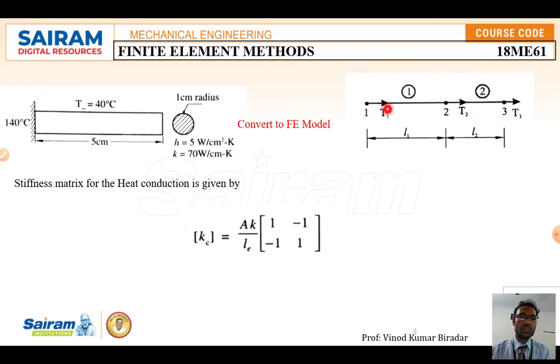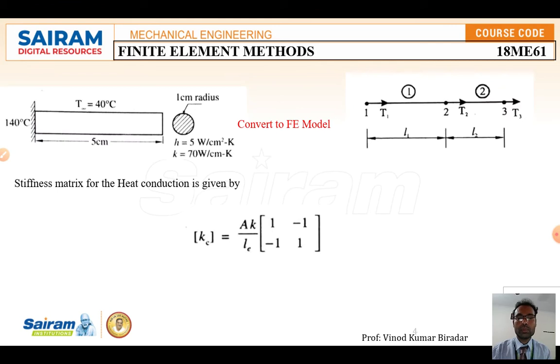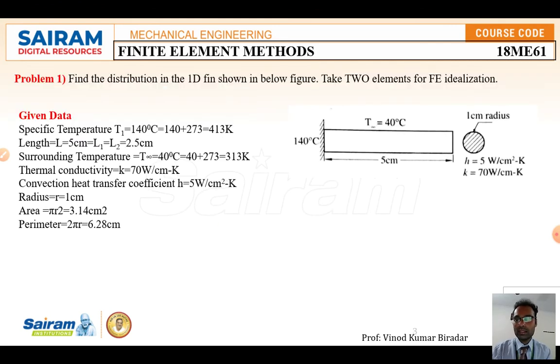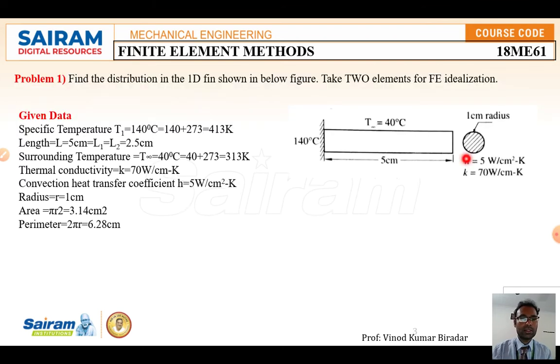Now you are going to consider element number 1. For element number 1, substitute the values here. The area we know, area is equal to 3.142. K is the thermal conductivity, that is the given thermal conductivity for both the elements.